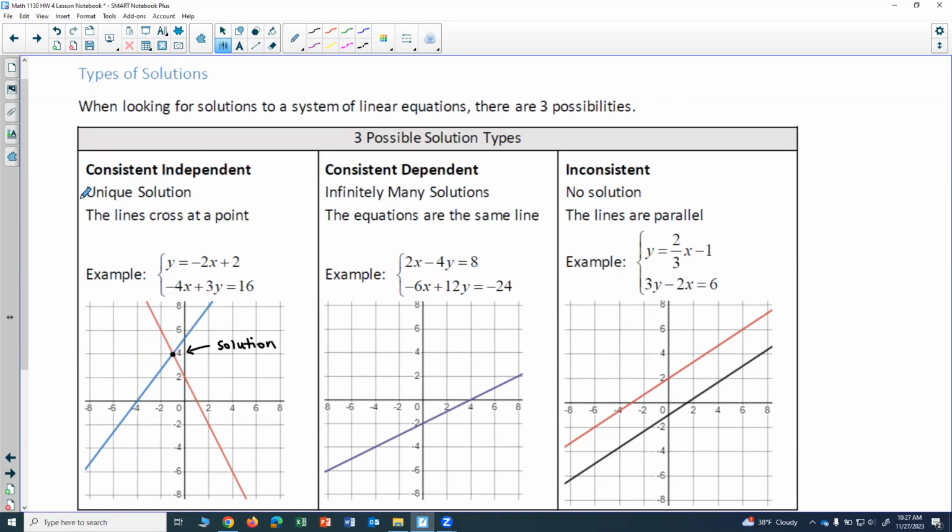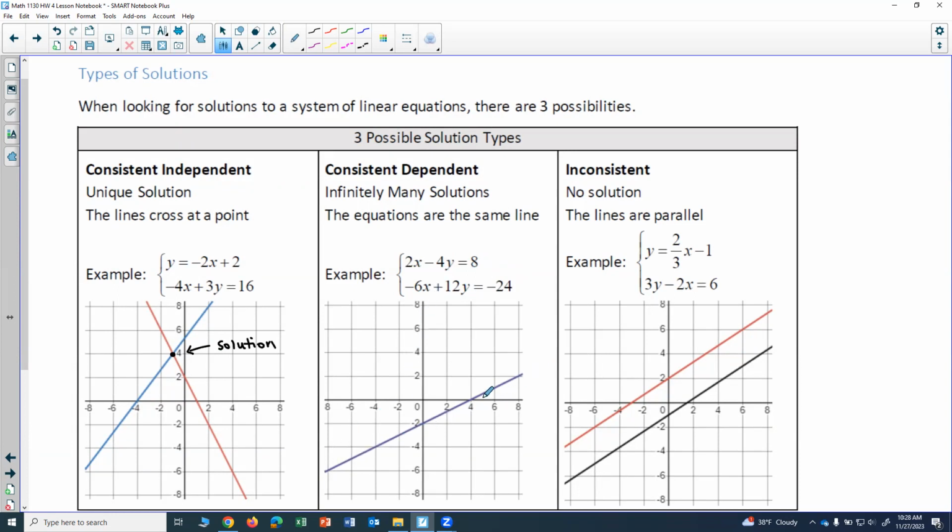This example is y equals negative 2x plus 2 and negative 4x plus 3y equals 16. So try to memorize this terminology. Consistent independent means one solution or a unique solution. The second possibility is consistent dependent, and that's also known as infinitely many solutions. That happens when the equations are actually the same line. For example, we have 2x minus 4y equals 8 and negative 6x plus 12y equals negative 24. Now, if I solve for y in both of these equations, I would end up with the exact same line.